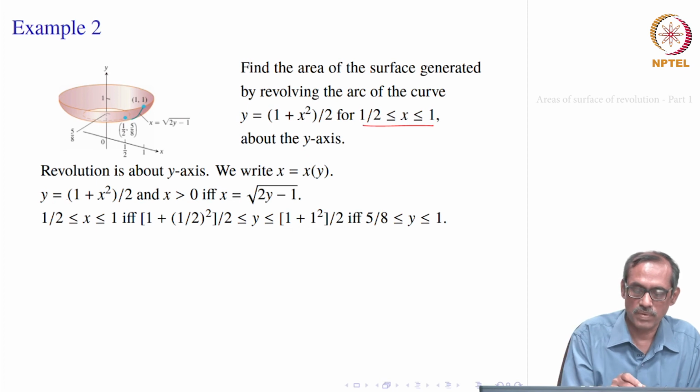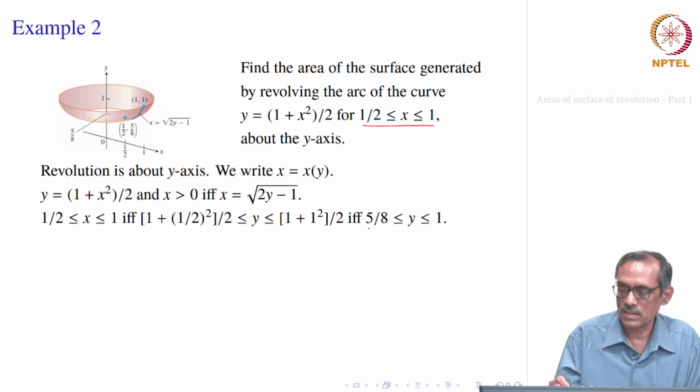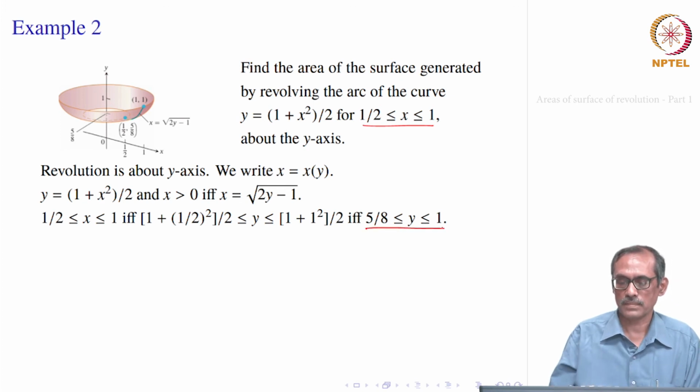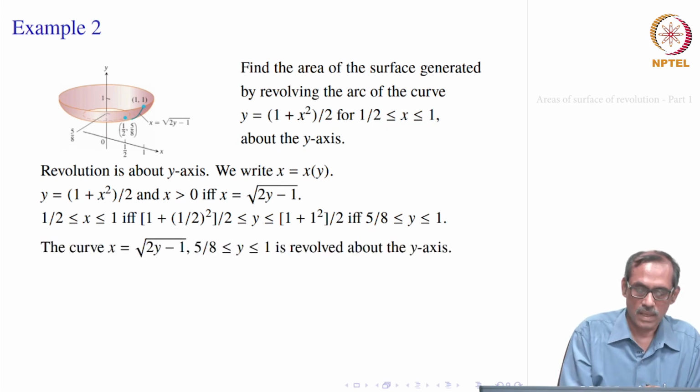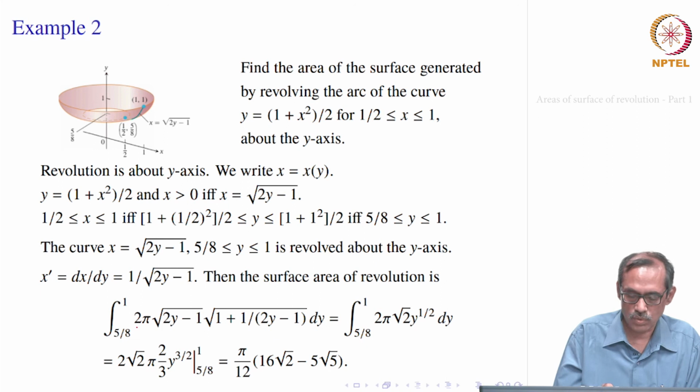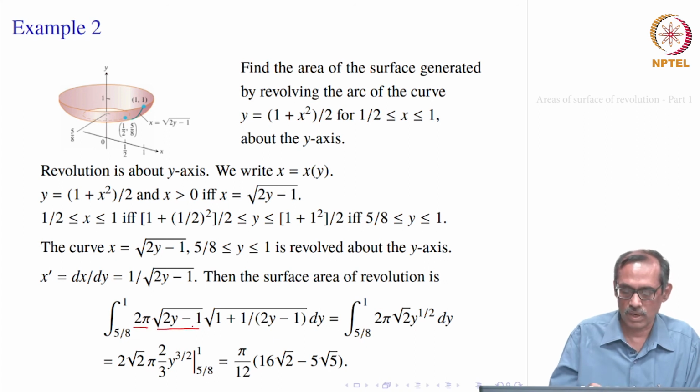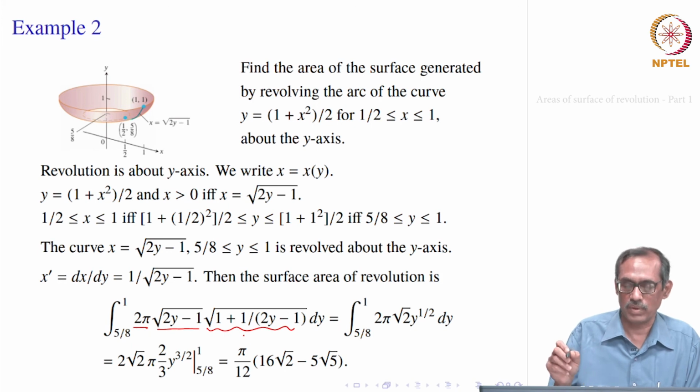So, from this, if you substitute x equal to half, x equal to 1, you get the limits for y as 5 by 8 to 1. So, now y varies from 5 by 8 to 1, x is a function of y now, say g of y, and we want to find the area of the surface of revolution when the curve is revolved about the y axis. So, it will be equal to the integral from 5 by 8 to 1 of 2 pi g of y, which is square root of 2y minus 1, times square root of 1 plus g prime of y square, right.